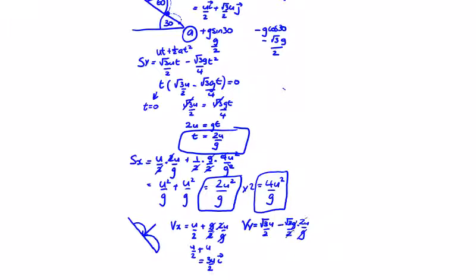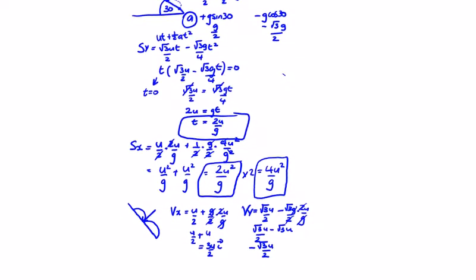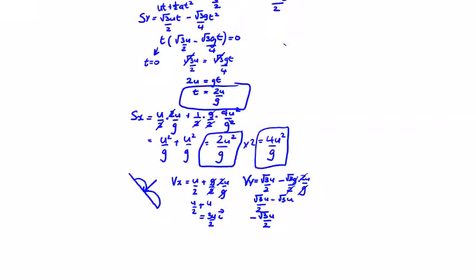Cancel my g's and my 2's, and I'm going to get root 3u over 2 minus just root 3 u. So it's like I've got root 3u over 2 and over root 3, so I've got a full 1.5 once, so I'm going to end up with minus 1 over 2, root 3u. So my landing velocity, I'll write that out first: 3u over 2 in the i direction minus root 3u over 2 in the j direction.